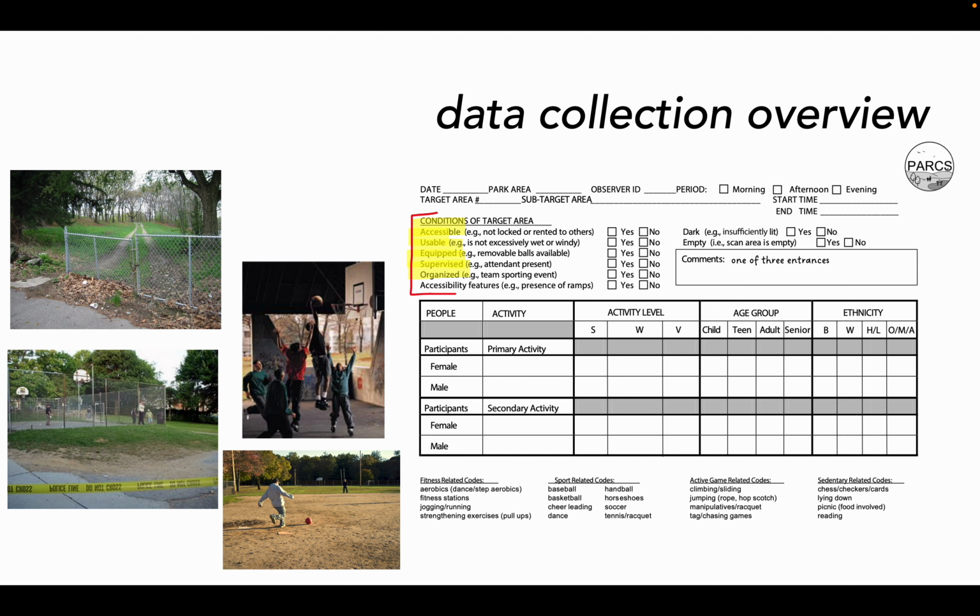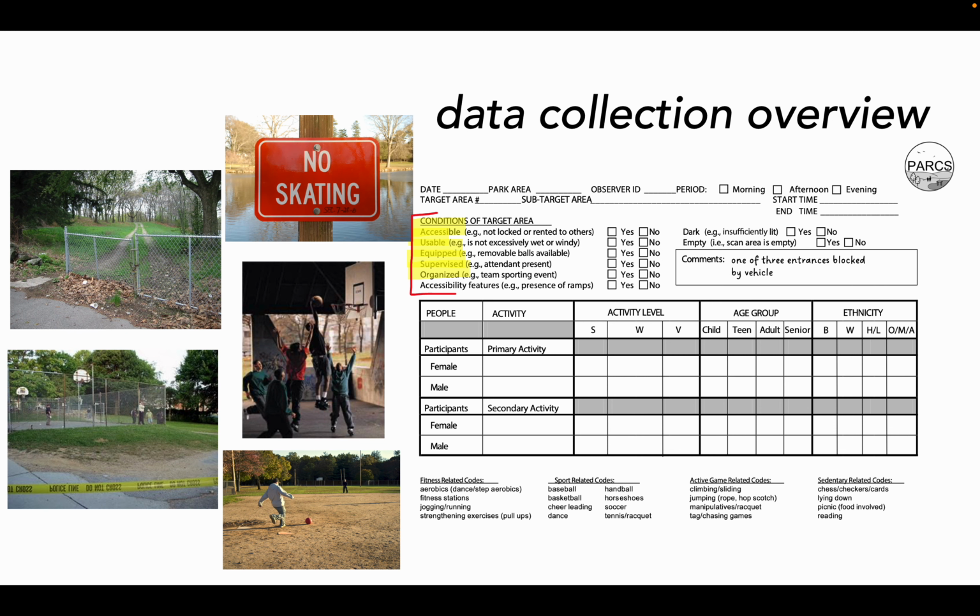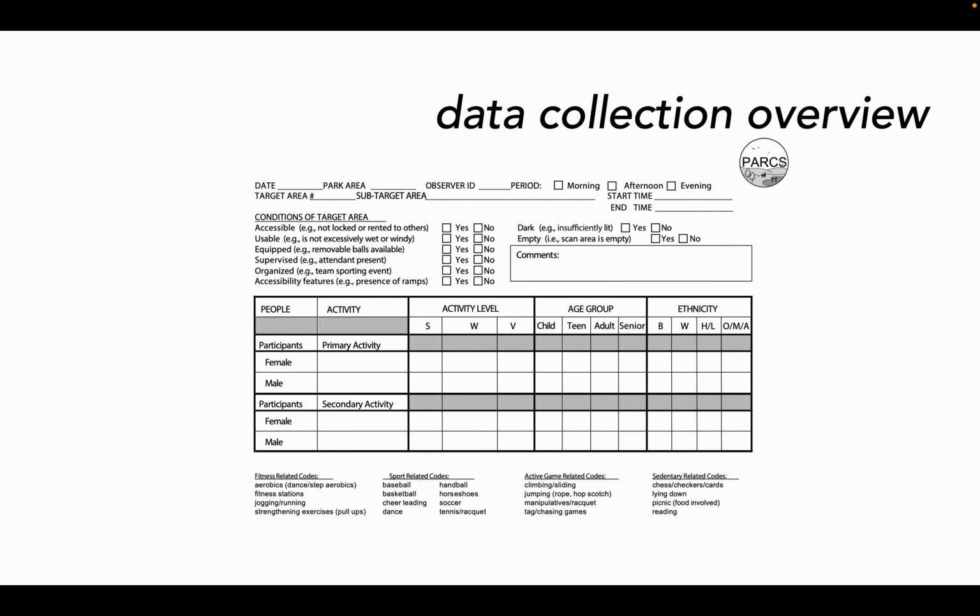This should be used to note anything that might affect physical activity in the area. For example, if there are signs encouraging or discouraging certain types of activity, or if an area is only partially accessible or partially usable. The bulk of an observation is the third part. This is where data collectors will record what they learn from their visual scans. Observations are made in the order you see on the form, and in the first column, data collectors will scan the area for the primary activity in the target area of people who appear to be female.